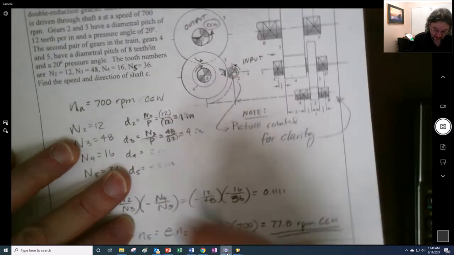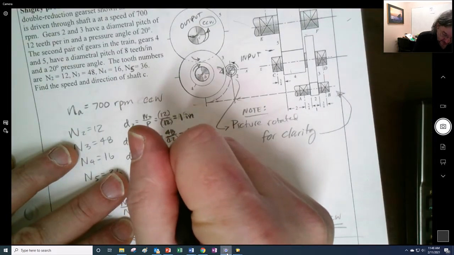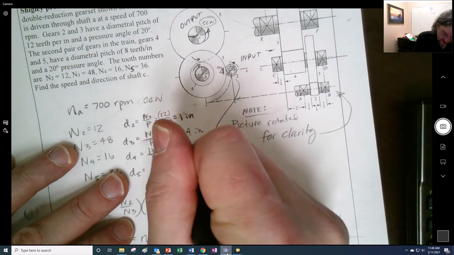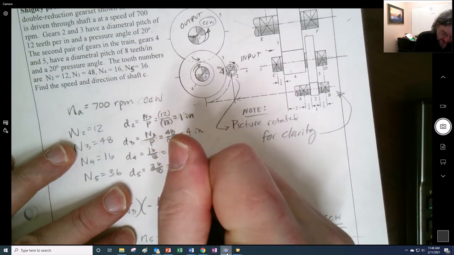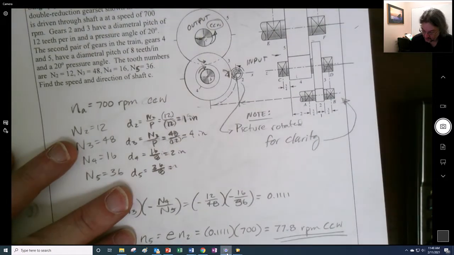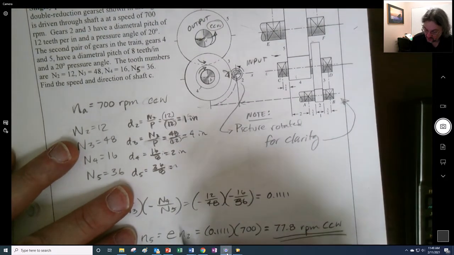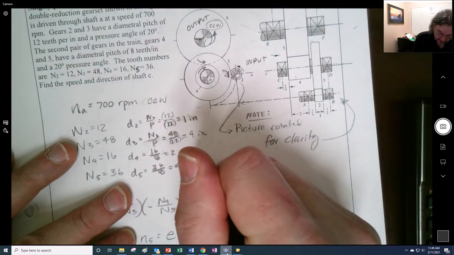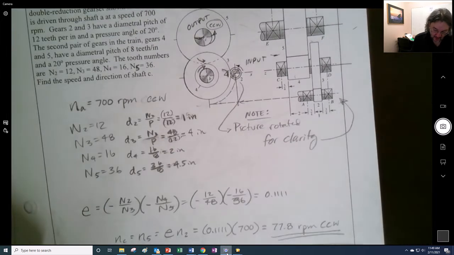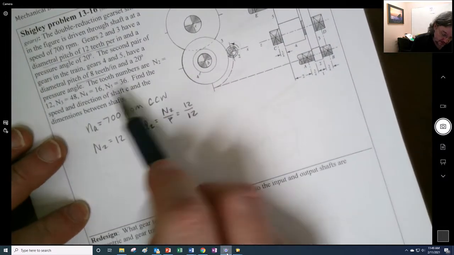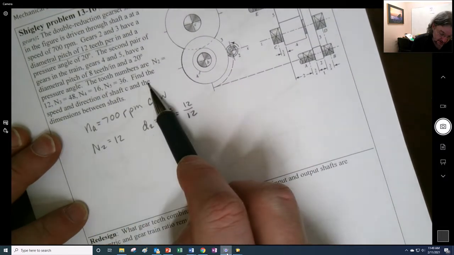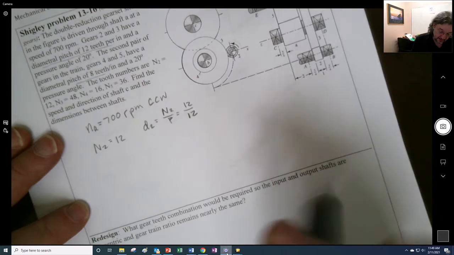The D4, let's see, this is supposed to be 16 divided by 8 is 2 inches. And this is 36 divided by 8, and I think that was 4.5. Let me double check. 4.5 inches. I don't think we actually even needed any of that, so I'm not sure why we put it in there. Because we wanted to find the speed and direction of shaft C right there.